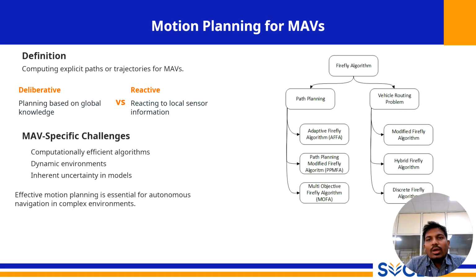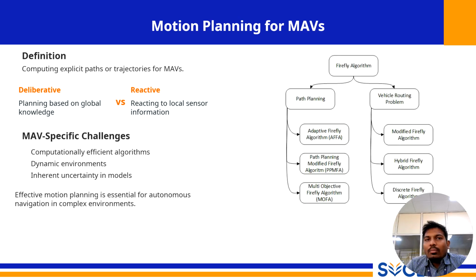Furthermore, the MAV must operate in a dynamic environment. The world is not static. Other vehicles, people, or objects may be moving, and the planner must be able to update its path in real time to avoid them.